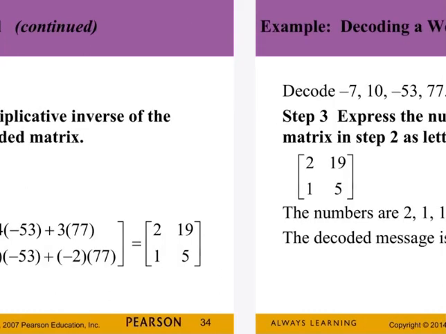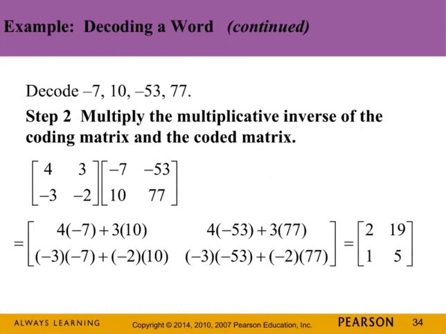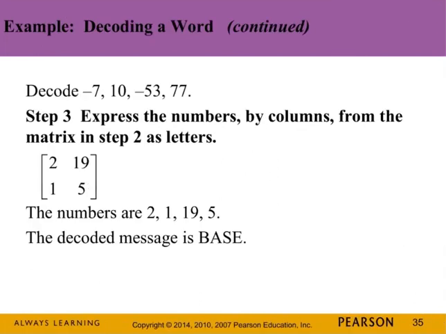So again, the code there was -7, 10, -53, 77. Anybody that would see that, it wouldn't mean anything to them. The person would have to have the decoding matrix, the A inverse, in order to decode it. Without that, and even with it, it's still easy to make a mistake if you don't do it properly. But yeah, so that was that one.